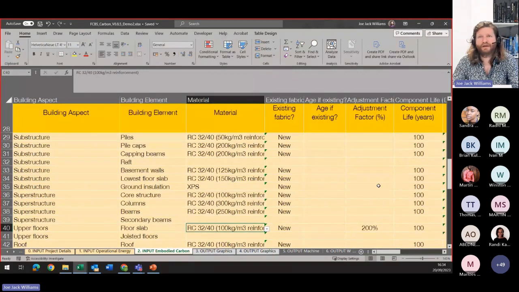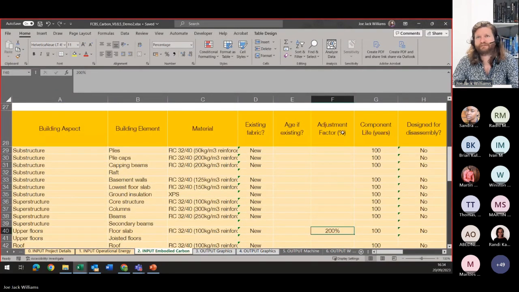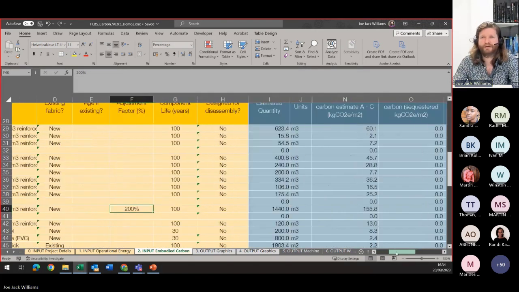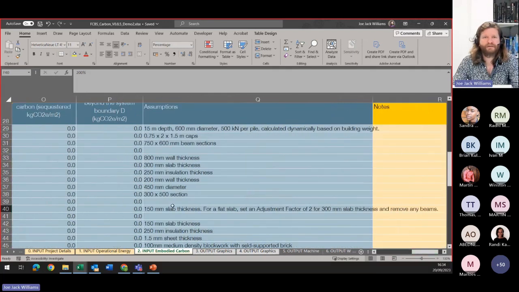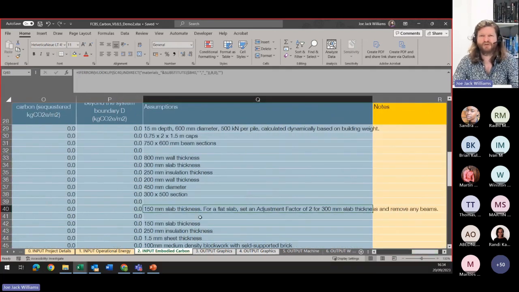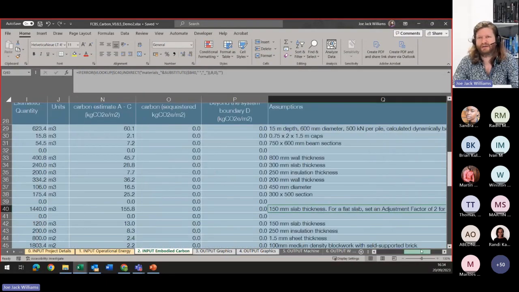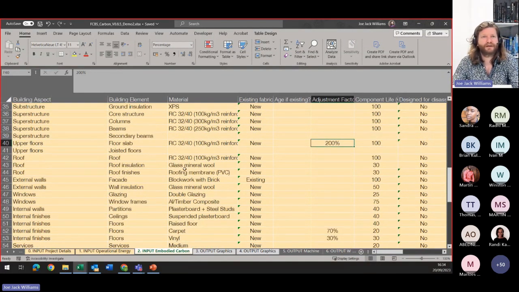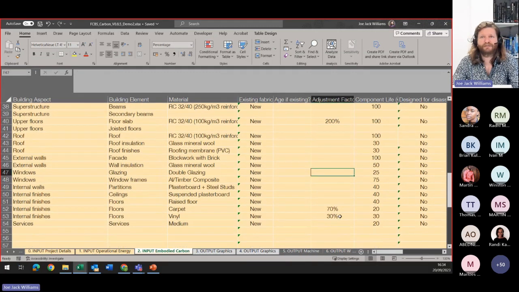I mentioned here about the adjustment factor. So we can use this to try and make our numbers more accurate. So if you scroll over to the right, you can see over here, I've assumed that my slab thickness would be 150 mil thick slab. So I think that might be a bit small. So I think for here, I've put in 200%, so it's going to be twice as thick. I've also, let's pop that back to new. I've clearly been tinkering with this.